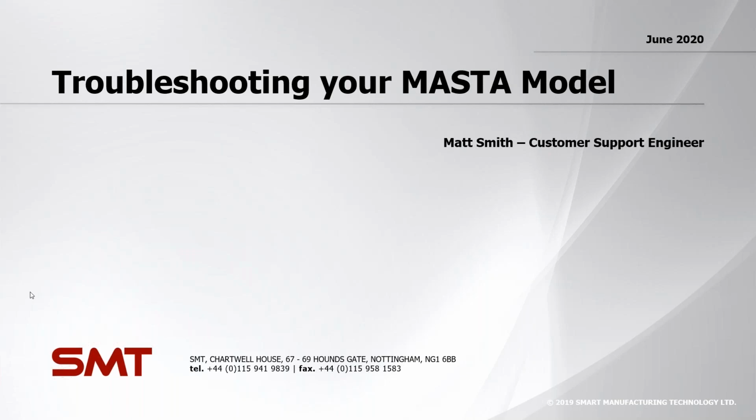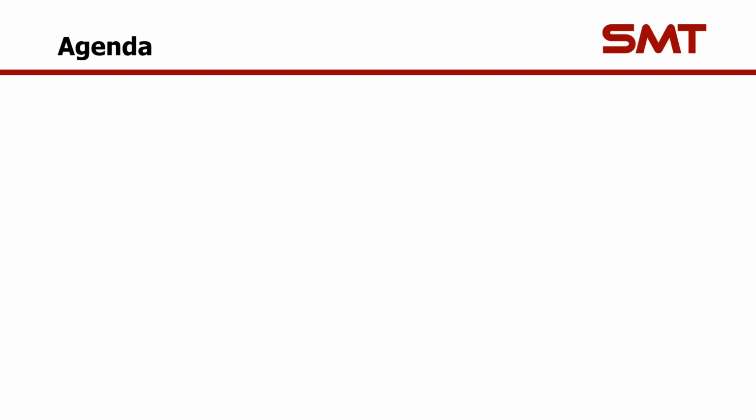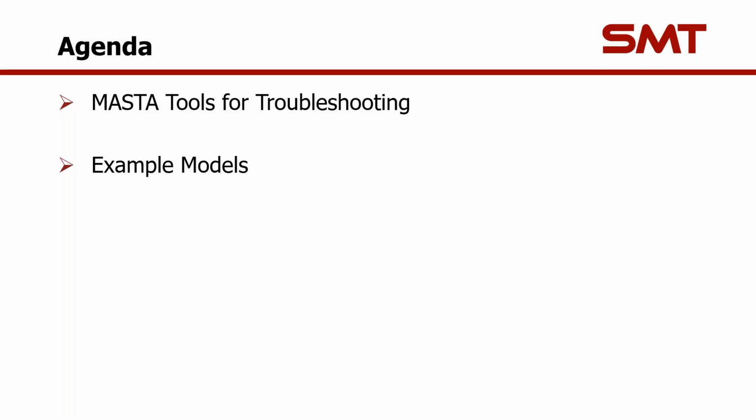So today's agenda: first of all, we're going to look at some tools in MASTA for troubleshooting your model. So should something go wrong, if your model fails, or if there's something that you can't do in MASTA, we'll have a look at the tools for that. Then we'll have a look at some example models, looking at things that we've seen in the customer support department that have commonly occurred, and show you how to go about fixing these and the tools that are available there.